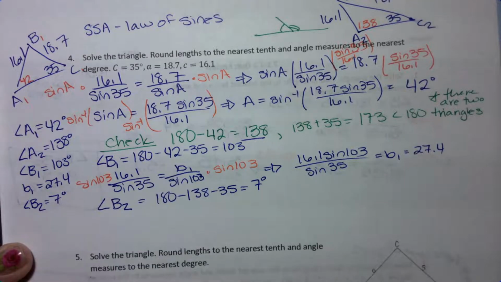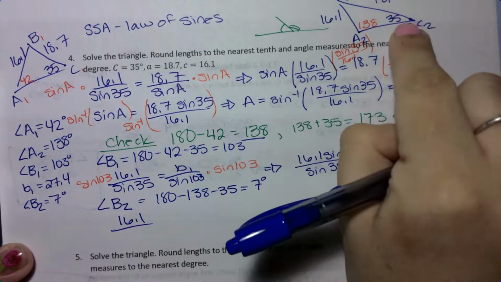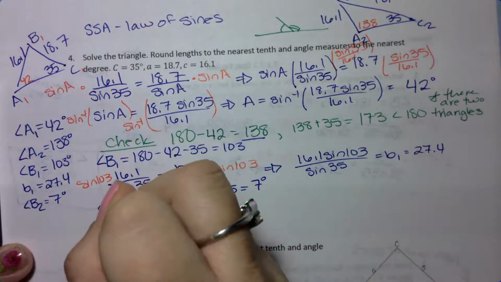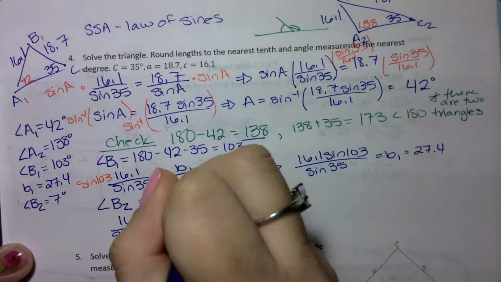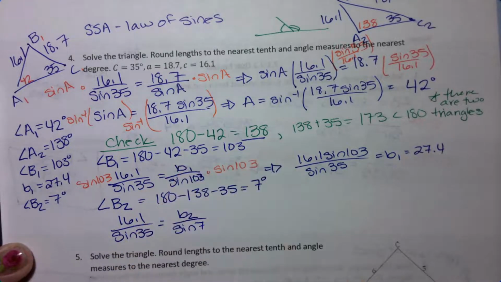Then, just like before, when I found my side length for B1, I'm going to find my side length for B2. I have the C's that match together. I have my angle on my side. So I have 16.1 over sine of 35 equals side length B2 over sine of 7.